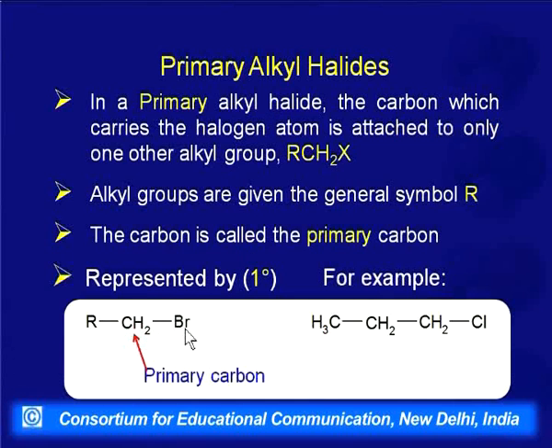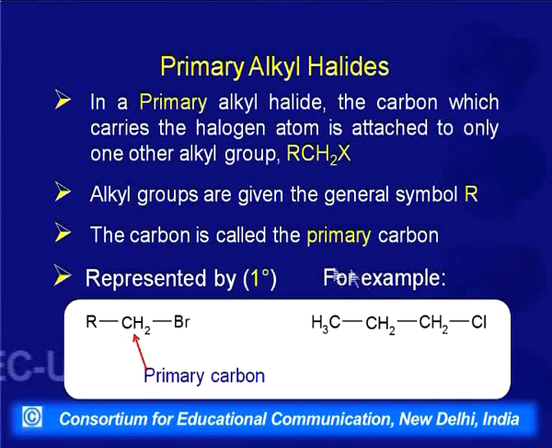This is RCH2Br. Now, this is the primary carbon to which the halogen atom is attached, and to this primary carbon there is only one alkyl group. And one example for this is propyl chloride. The alkyl groups are given the general symbol R. So, that is because RCH2X has been given here to explain the primary alkyl halide. So, it qualifies that R is an alkyl group.